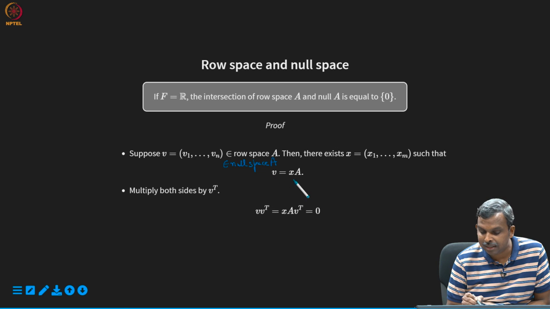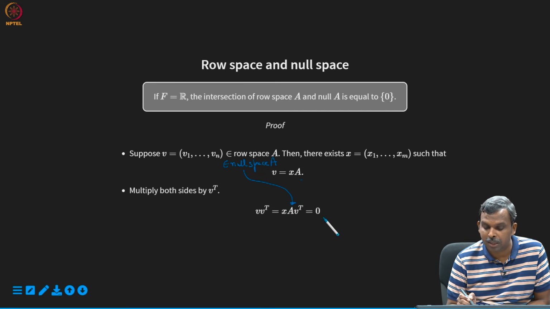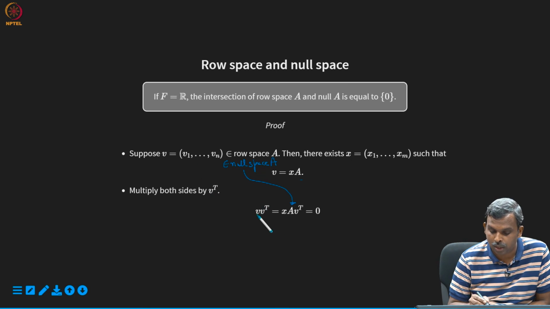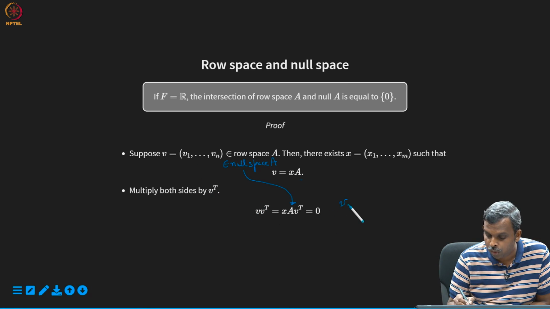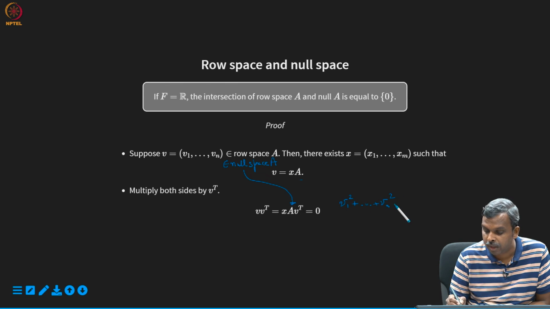Now I can multiply both sides with V transpose. So notice what happens here. I'll get V times V transpose, which becomes x times A times V transpose. But since V is also in the null space, this will become equal to 0. So you have V V transpose equal to 0, and V is real. What does this mean now? This will mean V1 squared plus dot dot dot plus Vn squared equals 0, and Vi is real. So that implies Vi is 0, right? You cannot have anything else.